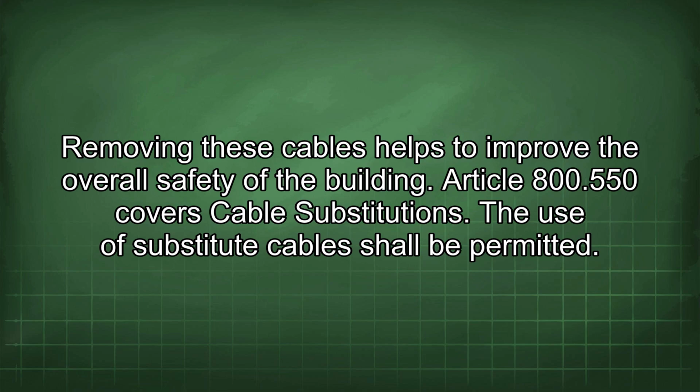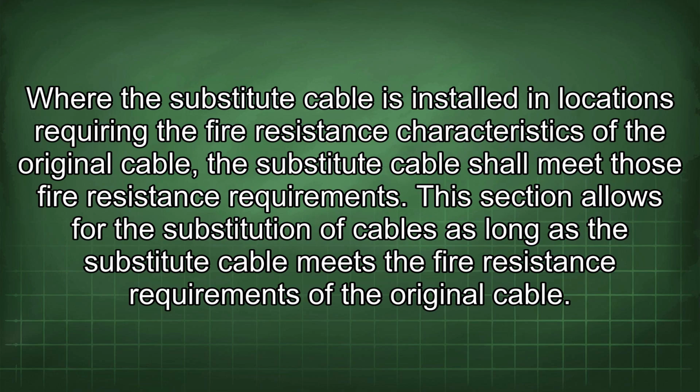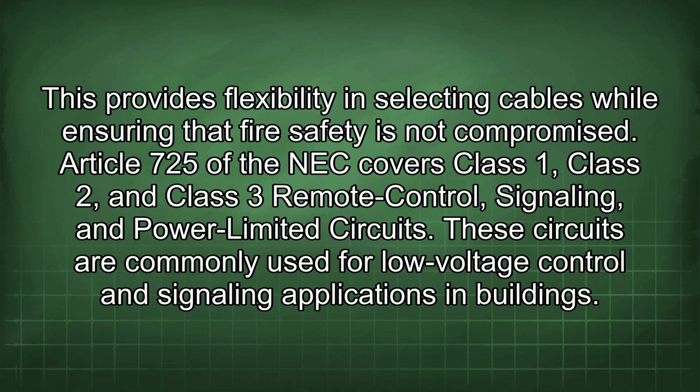Article 800.550 covers cable substitutions. The use of substitute cables shall be permitted. Where the substitute cable is installed in locations requiring the fire resistance characteristics of the original cable, the substitute cable shall meet those fire resistance requirements. This section allows for the substitution of cables as long as the substitute cable meets the fire resistance requirements of the original cable. This provides flexibility in selecting cables while ensuring that fire safety is not compromised.